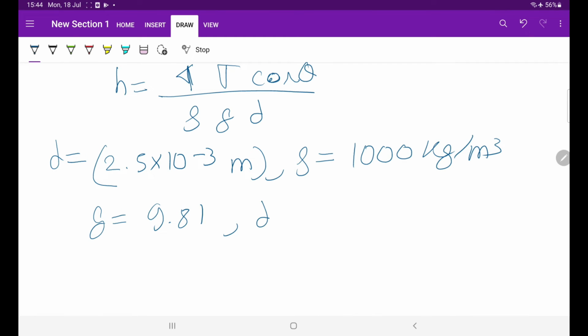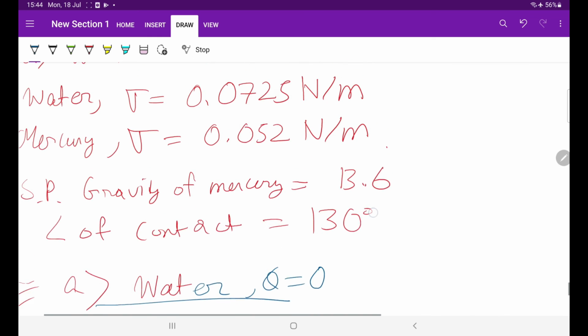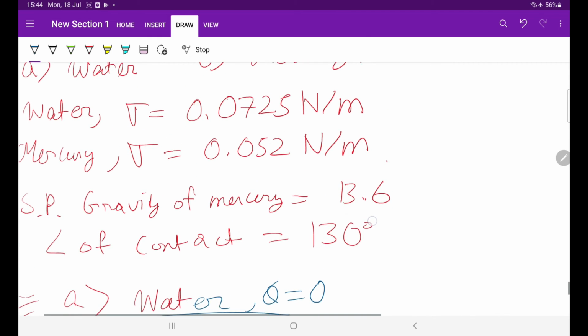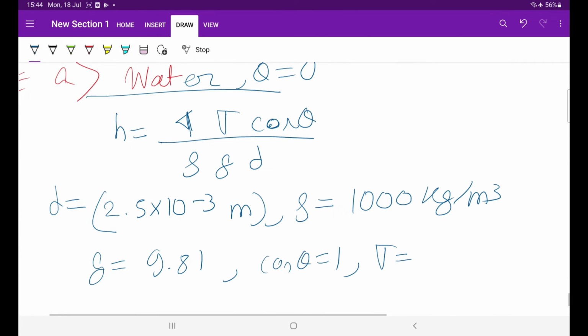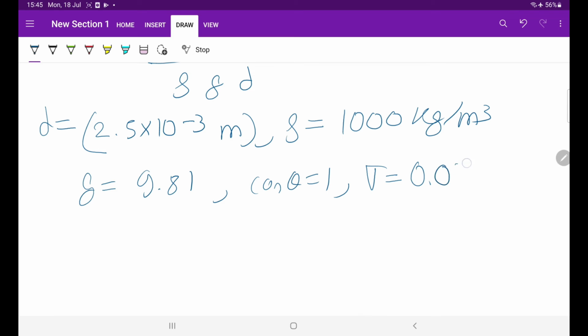D we have already written, no need to write it again and again. Cos theta is equal to 1, and then we have this sigma. Now sigma, or the surface tension, is also given, very easy, right? 0.0725 Newton per meter. So sigma here is 0.0725 Newton per meter.